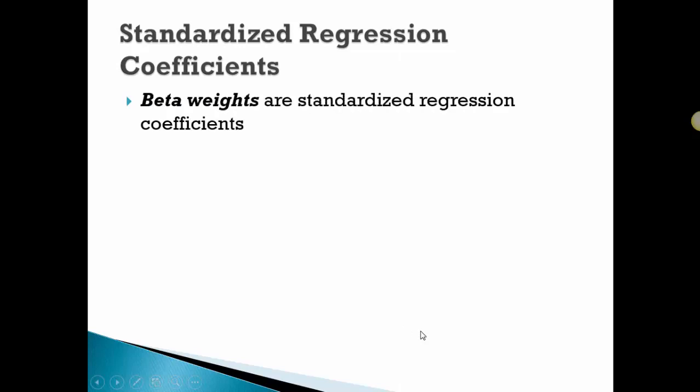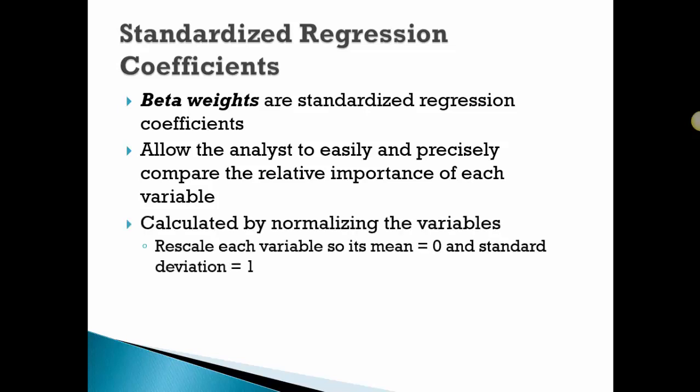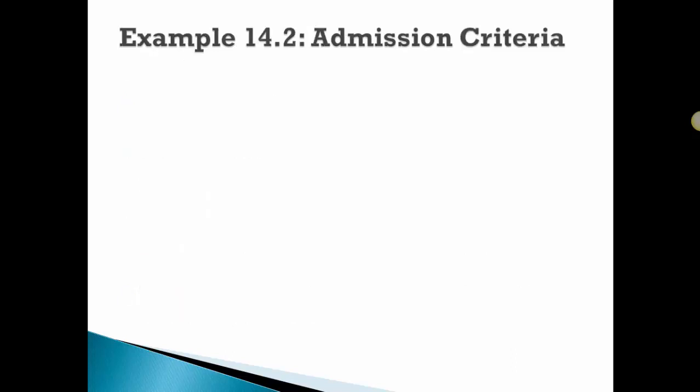We can standardize the regression coefficients, and these are called beta weights. What this allows us to do is easily and precisely compare the relative importance of each variable because it removes the effect of the units. We normalize by rescaling each variable so the mean is 0 and the standard deviation is 1, and then the larger the beta weight, the stronger that variable's relationship is to the dependent variable.